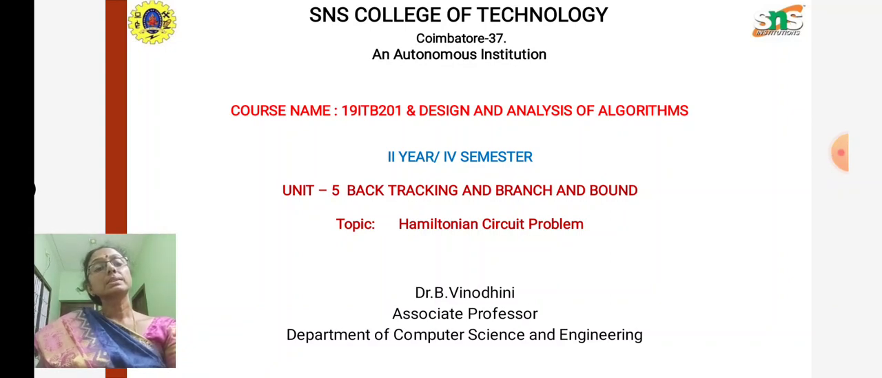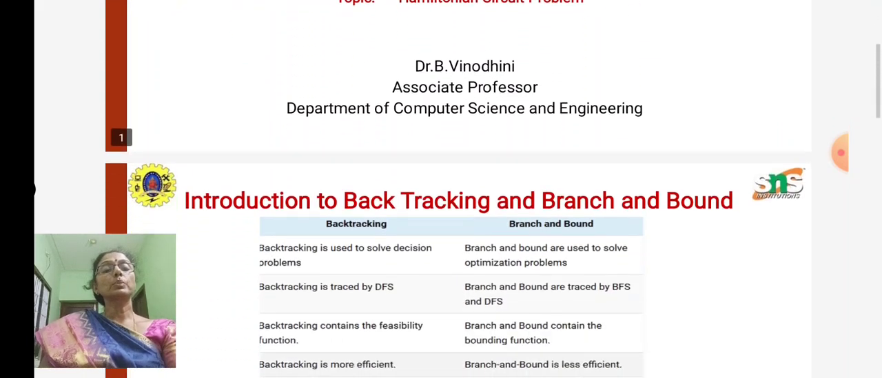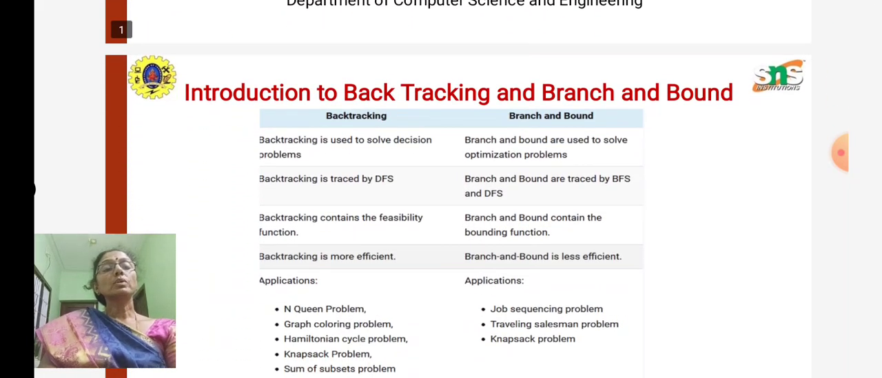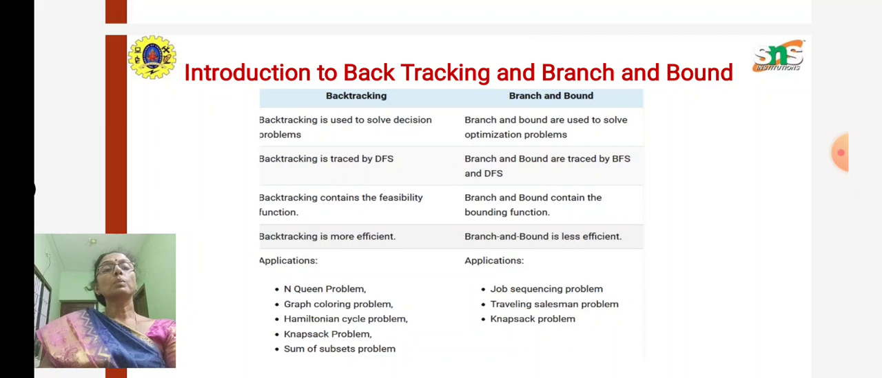In this lecture series of design and analysis of algorithms, we have already seen a lot of analysis methods. In today's topic, we are going to see what backtracking and branch and bound are. In backtracking, we have several applications. Today's class, we are going to see the Hamiltonian circuit problem. Before going into the Hamiltonian circuit problem, we need to know what backtracking and branch and bound are.